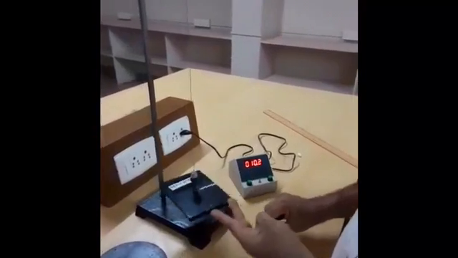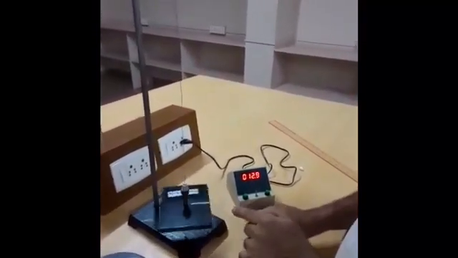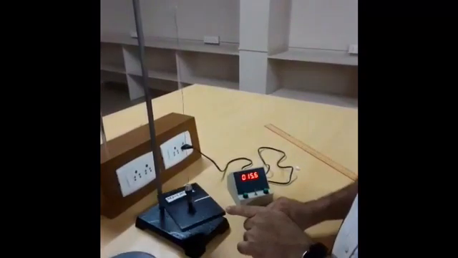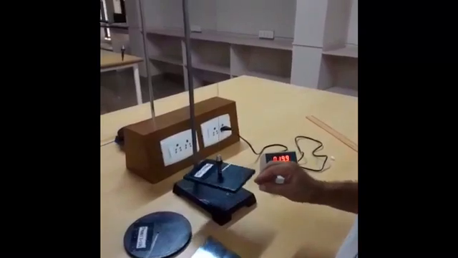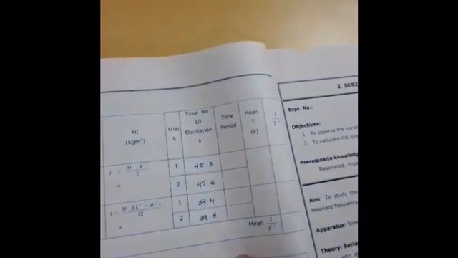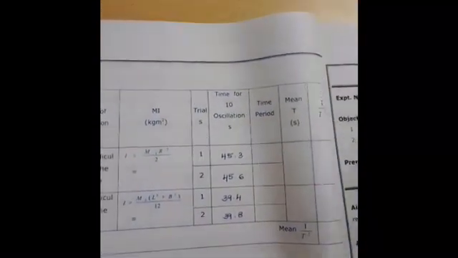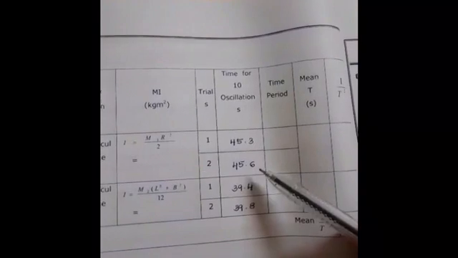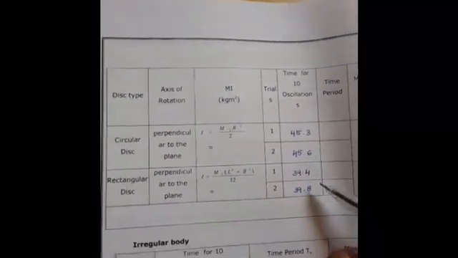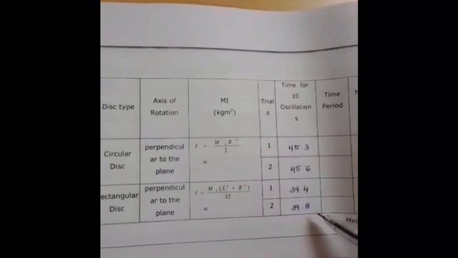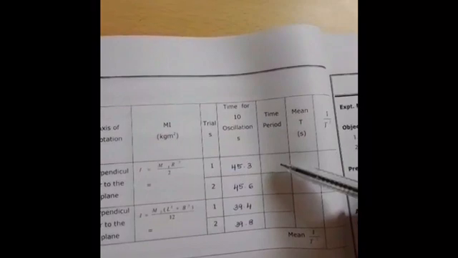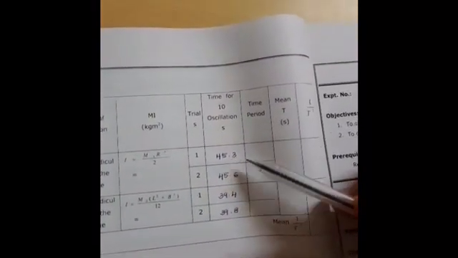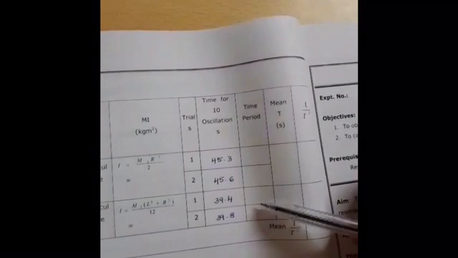Repeat this experiment a second time, and I am going to give you the values of the time taken for 10 oscillations for the circular disc as well as the rectangular disc. Those readings you can see in the book: for the circular disc the first trial is 45.3 and the second trial 45.6, and for the rectangular disc it is 39.4 and 39.8. You can do the calculation by dividing the given time for 10 oscillations by 10, so that it gives you the time taken for one oscillation.